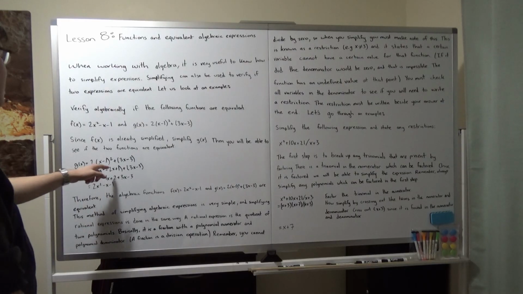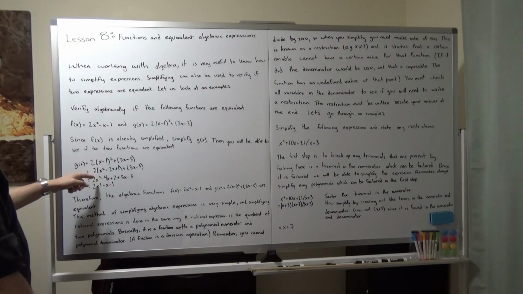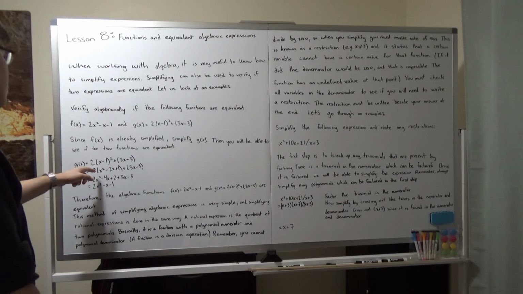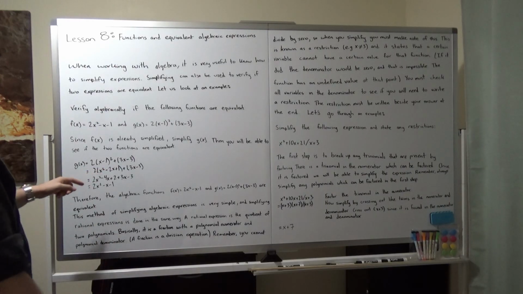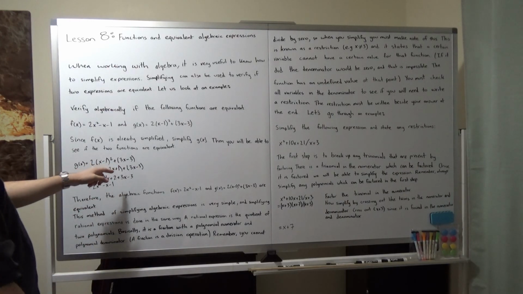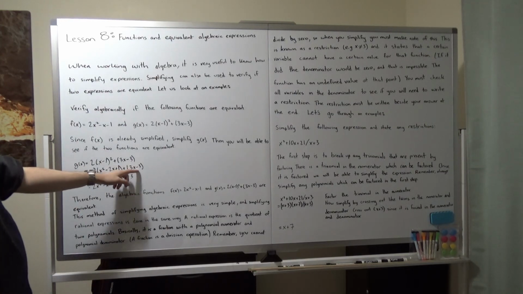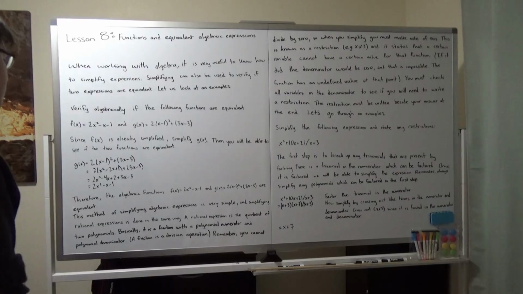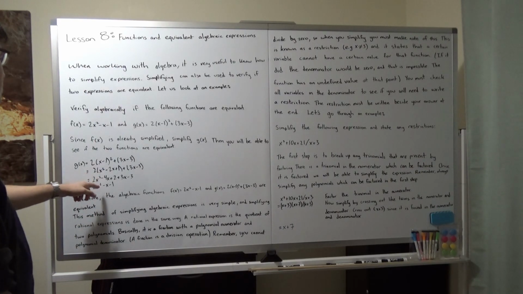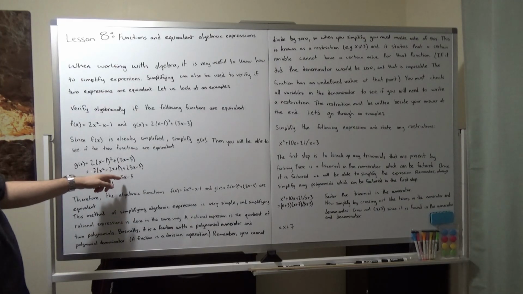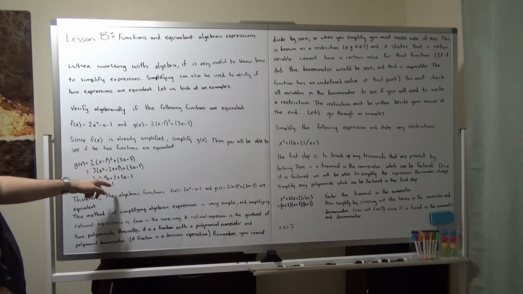Then we expand the 2. 2 times x squared is 2x squared. 2 times negative 2x is negative 4x. 2 times 1 is 2. And we bring down plus 3x minus 3. Then we simplify. 2x squared minus 4x plus 3x is negative x. Plus 2 minus 3 is negative 1.